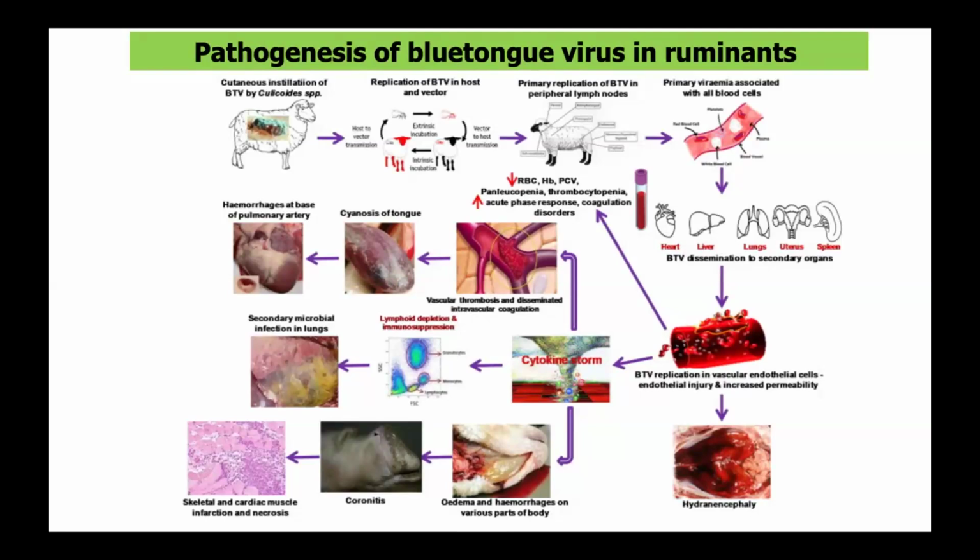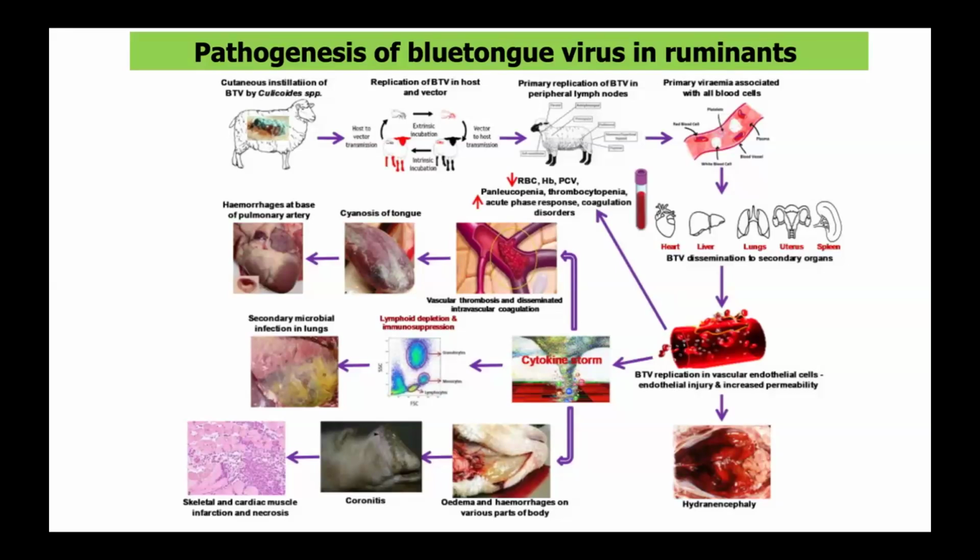What happens after the bite of the Culicoides species in ruminants is that the virus is transported by the dendritic cells of the skin to regional lymph nodes. That is where the primary replication occurs. From there, the virus reaches the blood circulation and spreads to different secondary organs, where the virus replicates in endothelium and mononuclear phagocytes.